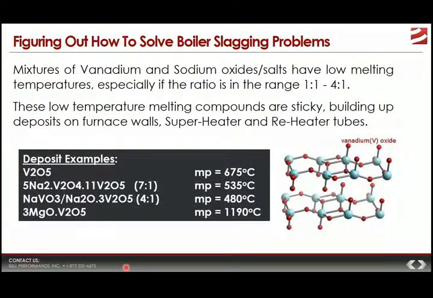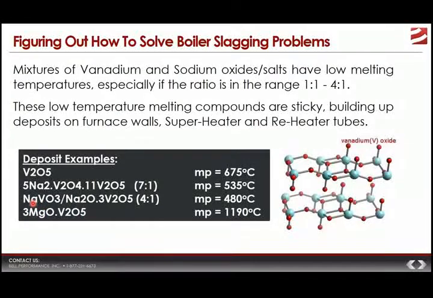Now, what you can see here is different vanadate or vanadium deposit compositions, and what their melting points are. Remember, V2O5 has a melting point of around 675 degrees. When you add varying levels of sodium, like this complex one that's got sodium, vanadium, oxygen, and more vanadium, this is a fairly complex vanadium deposit. It has an even lower melting point, 535 degrees.